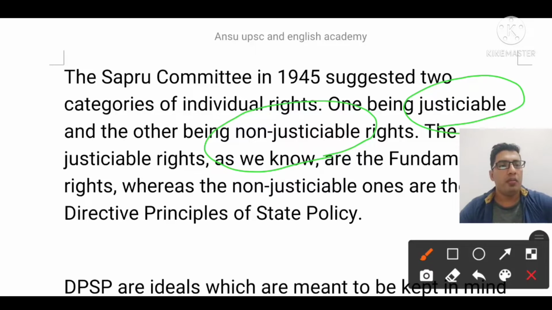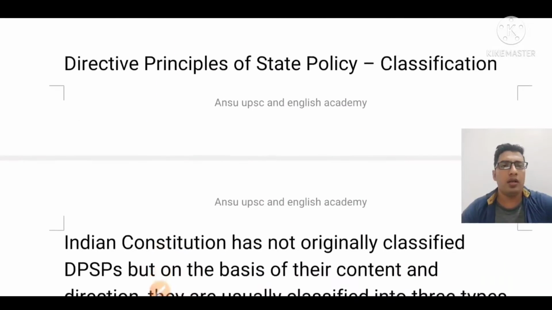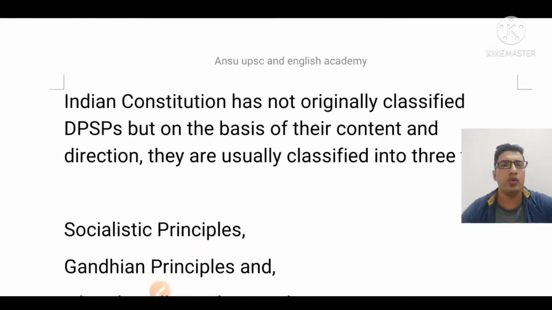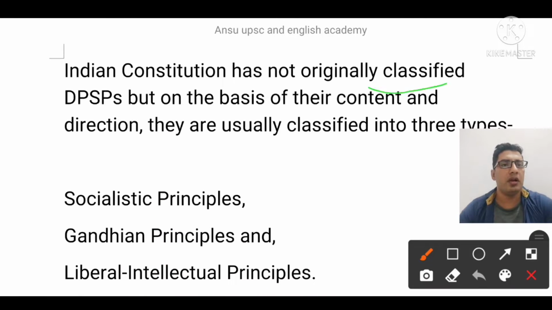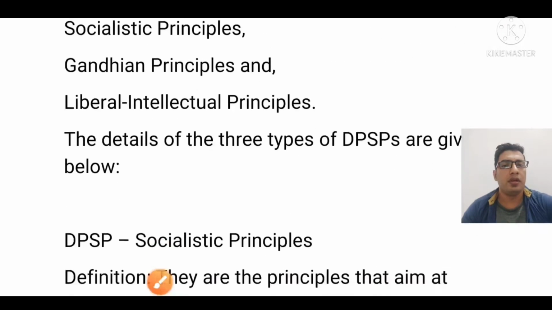Let's jump to the main thing. What types of directive principles are there? The Indian Constitution has not originally classified the DPSP, but on the basis of their content and direction we have to give emphasis to such wording. That can be a prospective question for your preliminary examination. The Constitution has not classified the DPSP, but on the basis of their content and direction, they are usually classified into three types: the first is socialist principles, the second is Gandhian principles, and the third is liberal intellectual principles.